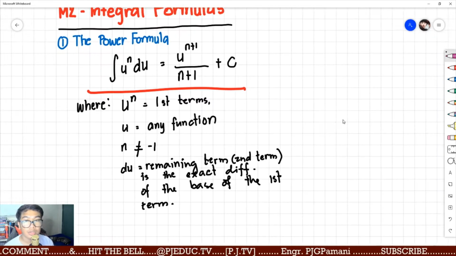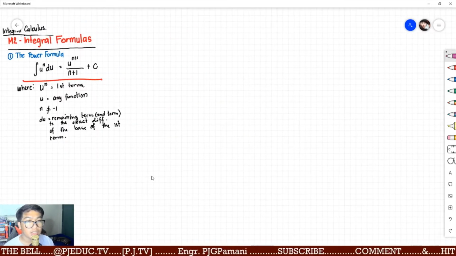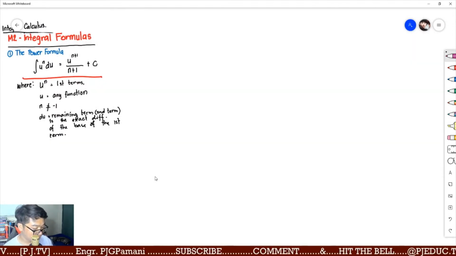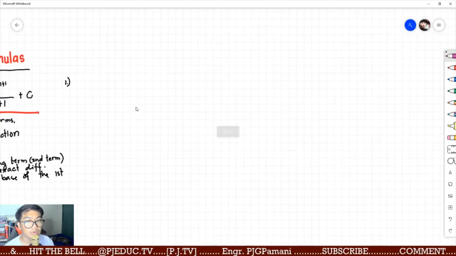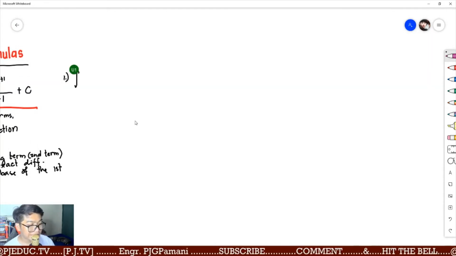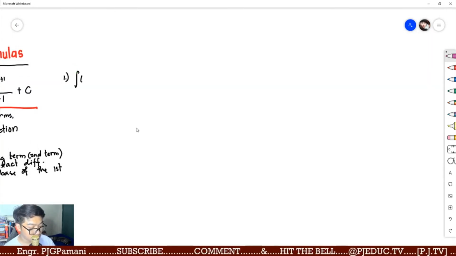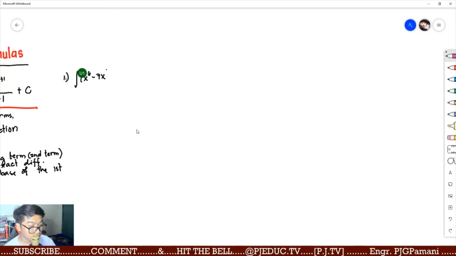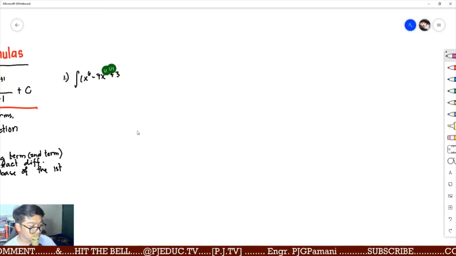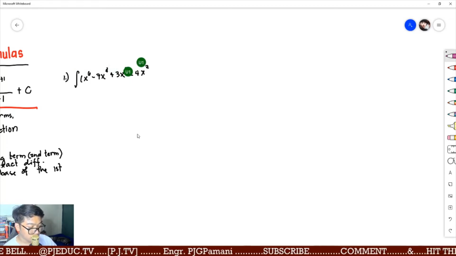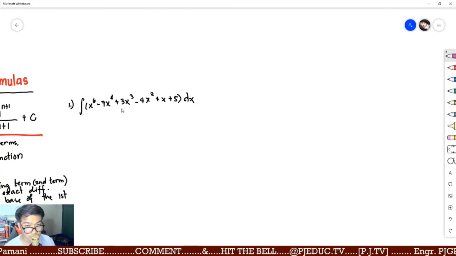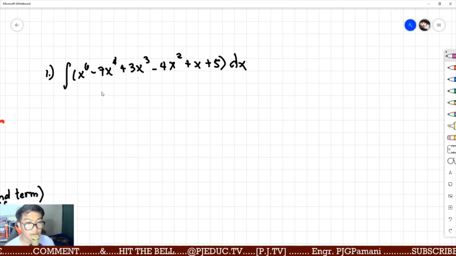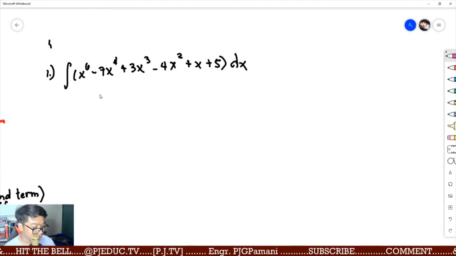Knowing that, let's start with our first example. Example right away. What's in your module is long, just words. Now, for your first example, integrate or evaluate the given indefinite integral: x raised to 6 minus 7x raised to 4 plus 3x raised to 3 minus 4x squared plus x plus 5 dx. Shown here is our first example problem.